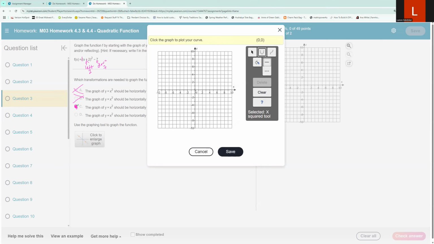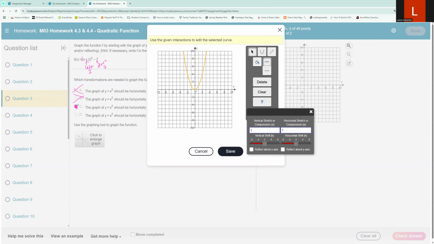And remember, the original parabola would start at (0, 0). So we need to shift that left 2 and then down 7. So that gets us to right here. It didn't want to shift. If it doesn't shift for you, when you go to click it, you can change that right here. The vertical shift was down 7. It's just in that order. And then the horizontal shift was left 2. So notice that's exactly where I wanted my point to be.